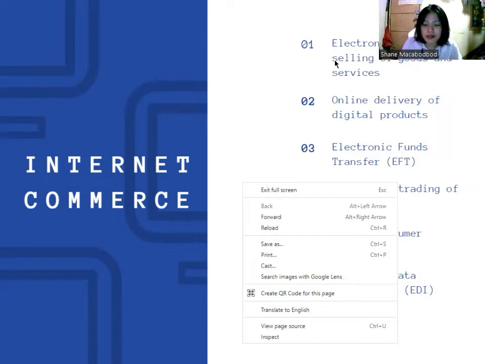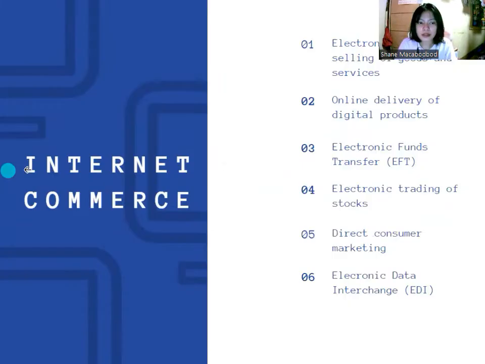Next is the electronic funds transfer or EFT for those who are having bank accounts. Next is the electronic trading of stocks. Next is the direct consumer marketing. And six is the electronic data interchange, or the intercompany exchange of computer processable business information in standard format. So mostly business in e-commerce are already done through electronic data process.